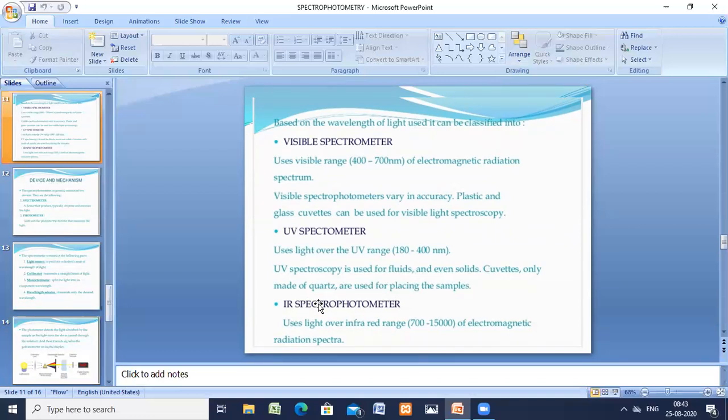Next, the IR spectrophotometer. We have seen the visible spectrophotometer and the UV spectrophotometer. Here, the range of the light changes. For the visible spectrophotometer, the visible range is used. For the UV spectrometer, the UV range is used. And the IR spectrophotometer uses the IR range, from 700 to 15,000 nanometers of the electromagnetic spectrum. Depending upon the light range, we name the spectrophotometer: visible, UV, IR.